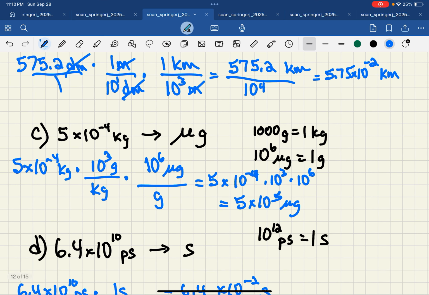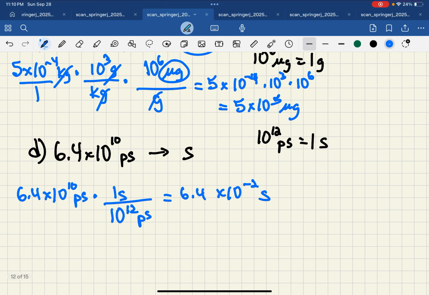On letter C, we got 5 times 10 to the minus 4th kilograms. We know there's 1,000 grams in a kilogram and 10 to the 6th micrograms per gram. So we've got 5 times 10 to the minus 4 times 10 to the 3rd times 10 to the 6th. We're just going to add those exponents, and we'll get 5 times 10 to the 5th micrograms. Remember, our kilograms cancel, our grams cancel. We're left with micrograms, which is what we tried to get, and we're good to go.